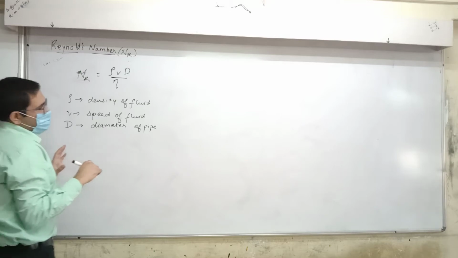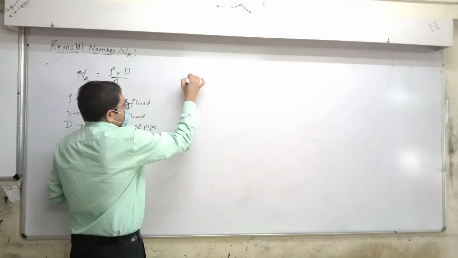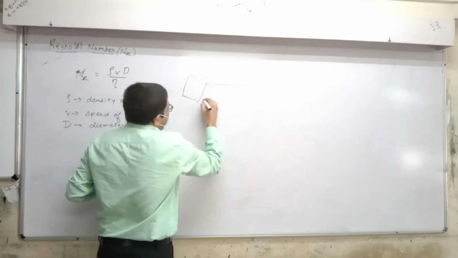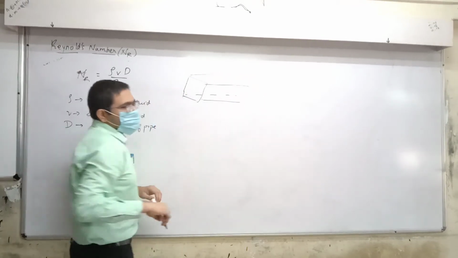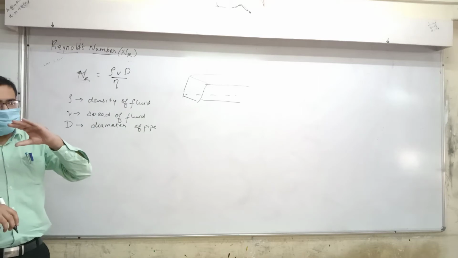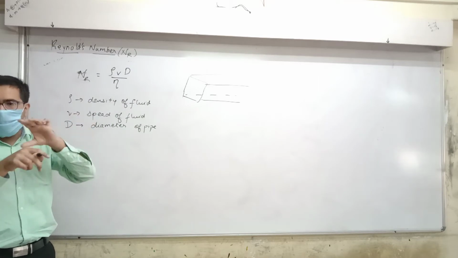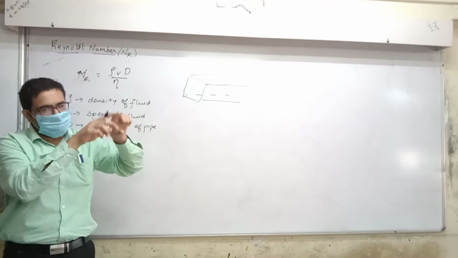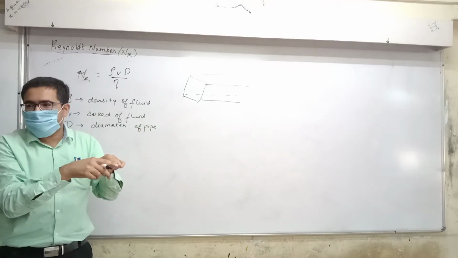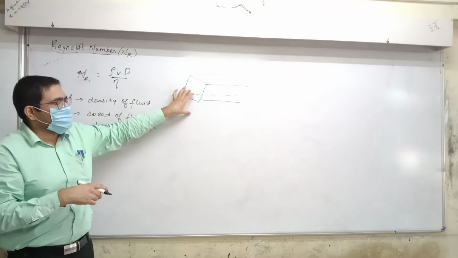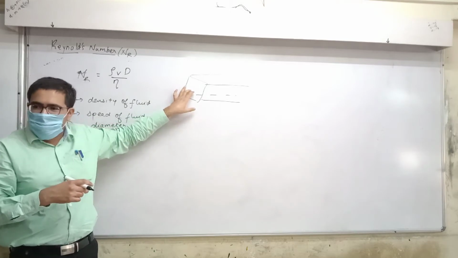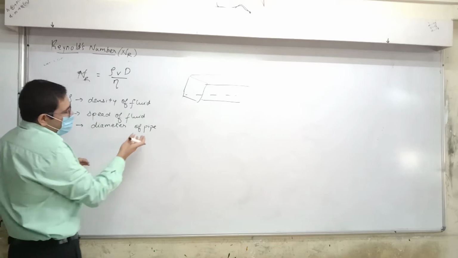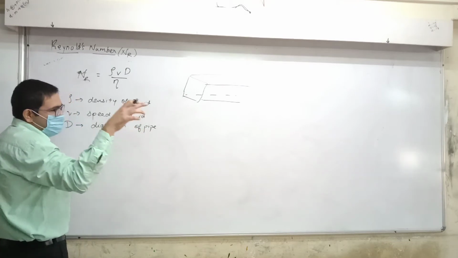Suppose it's not a pipe. What if it's something like this? Let's say it's a duct. You understand what a duct is? Let's say it's a hollow cuboid and in it fluid is flowing. Pipe they would say, but it's not a circle. So such a thing is called a duct. D-U-C-T.